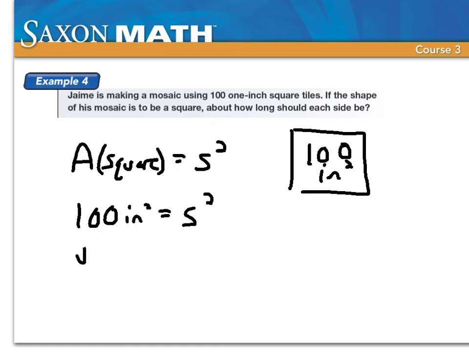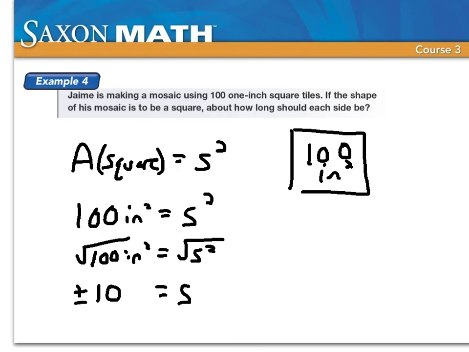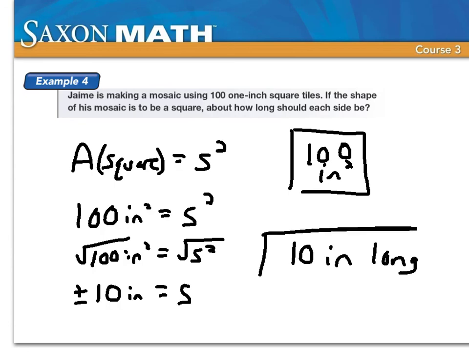So again, to solve for s, I'm going to take the square root of both sides. Okay, so I'm going to get my side is equal to, again, the square root of 100. Well, I know 10 times 10 is 100, so it's positive 10 and negative 10. So I can have positive 10 inches or negative 10 inches. And again, the only one that makes sense, since it's a real world example, is positive 10 inches. So 10 inches long is the answer to that question. Because again, we can't have something measured in negative inches.